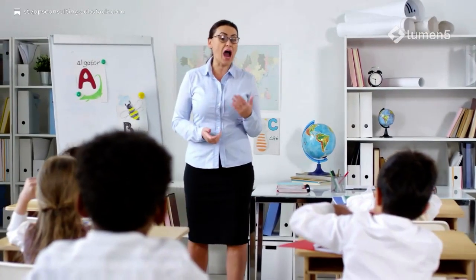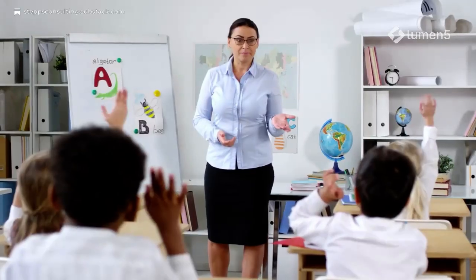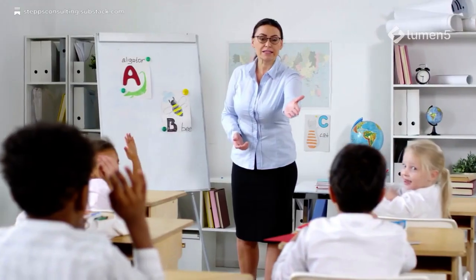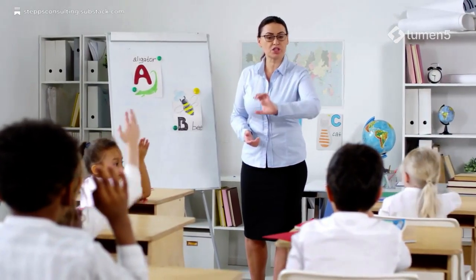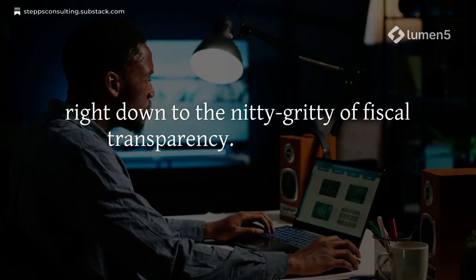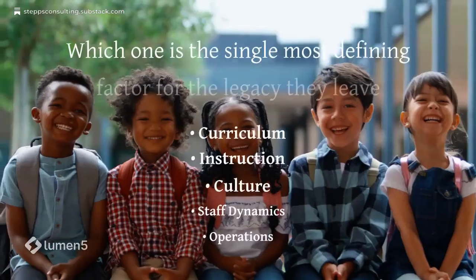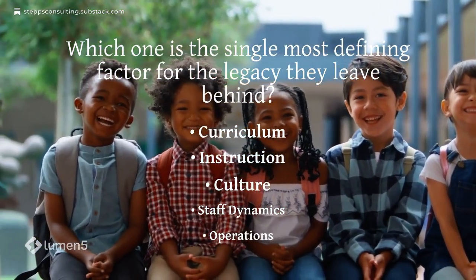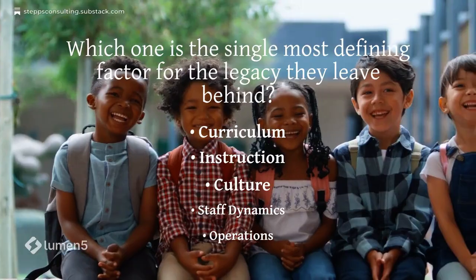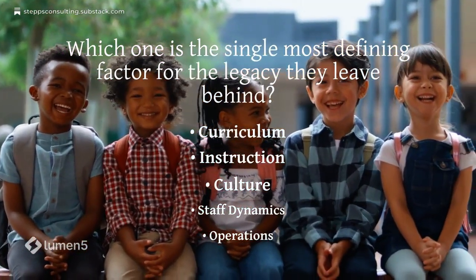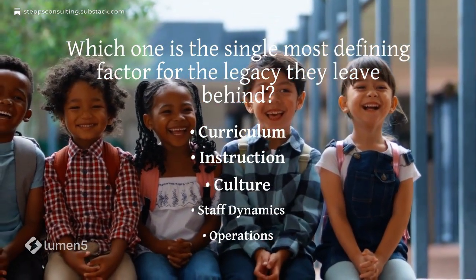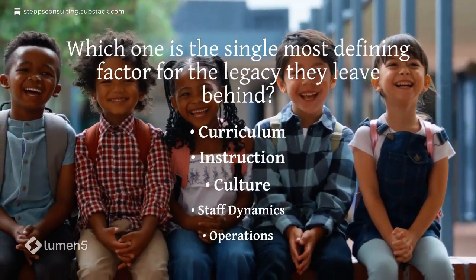So pulling this all together for you listening, we've seen the immense breadth of this head teacher role. It stretches from high-level pedagogical vision, remember, values over mere facts, all the way through to cultural stewardship, managing staff behavior, right down to the nitty-gritty of fiscal transparency. It's a constant balancing act. Truly is. And the reflection structure we looked at ends with a really powerful prompt about legacy. It asks the leader to think: given these 5 critical, often high-tension areas, curriculum, instruction, culture, staff dynamics, operations, which one would you say is the single most defining factor for the legacy they leave behind?